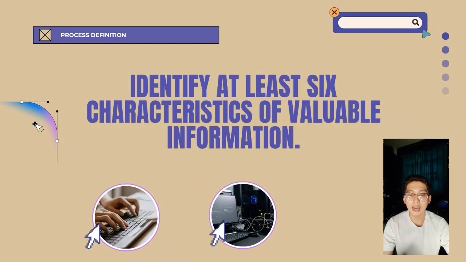5. Accessible. Information should be easy to find and retrieve. Difficult to access information is unlikely to be used. And lastly, 6. Understandable. Information needs to be presented in a clear and concise way, using language and formats that the intended audience can understand.